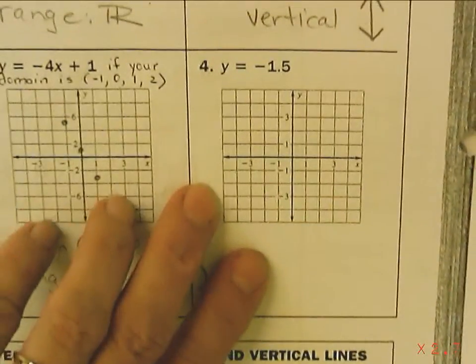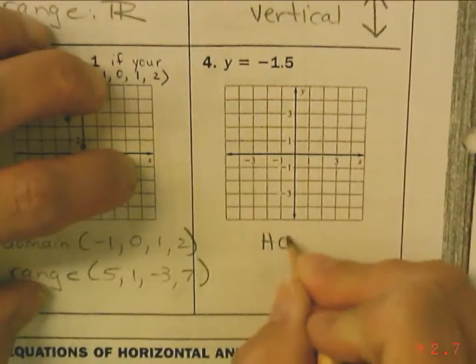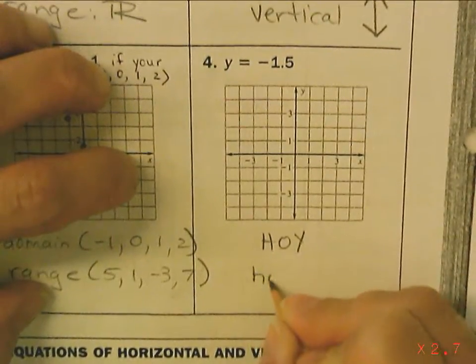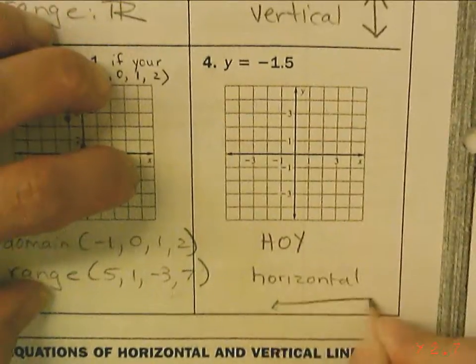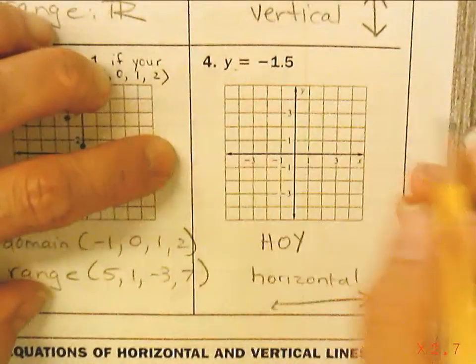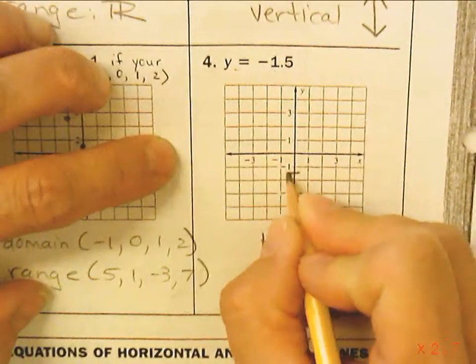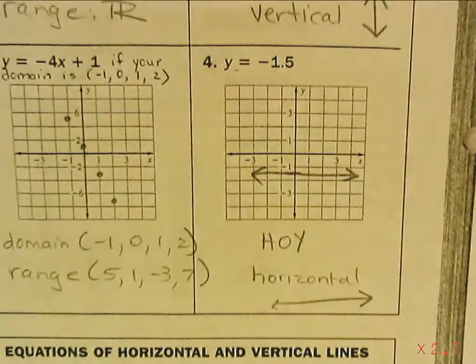Now, the next one says y equals -1.5. That's a hoy. Hoy stands for horizontal. I'm going to draw a horizontal line. Where am I going to draw a horizontal line? Where y is -1.5. So I go where y is -1.5, and I draw a horizontal line.